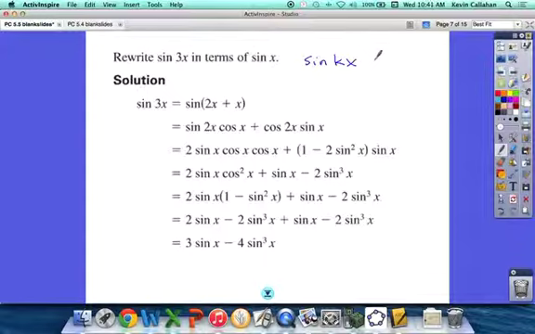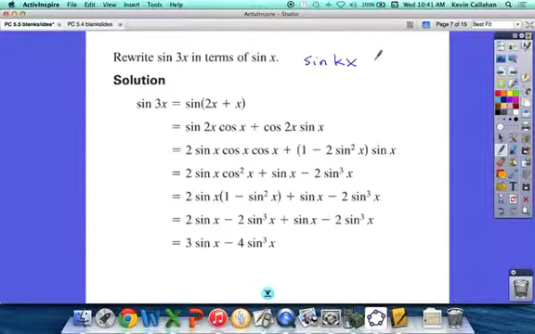First use the sum formula, right? Make that a 2x plus x, and then you'll use the sine of a sum. Sine cosine plus cosine sine, right? Sine of 2x times cosine x plus cosine of 2x times sine x. And because we need this all to be in terms of x, not 2x, then we substitute for the sine of 2x using the formula, 2 sine x cosine x.